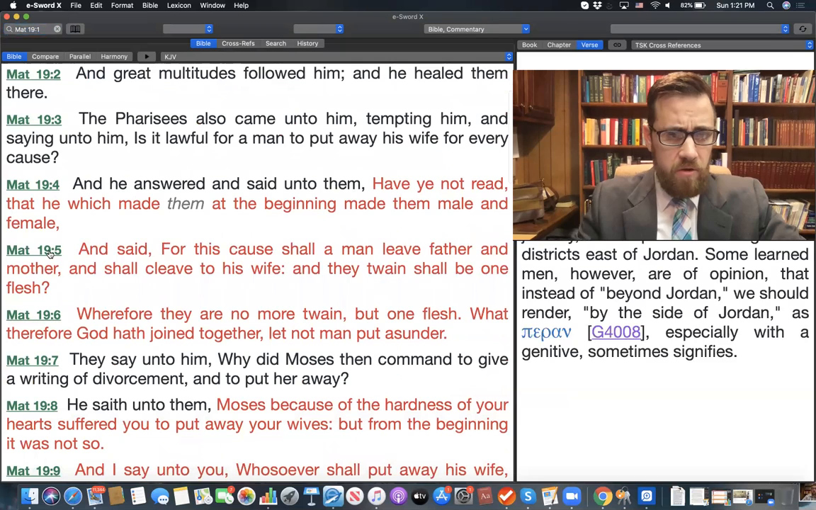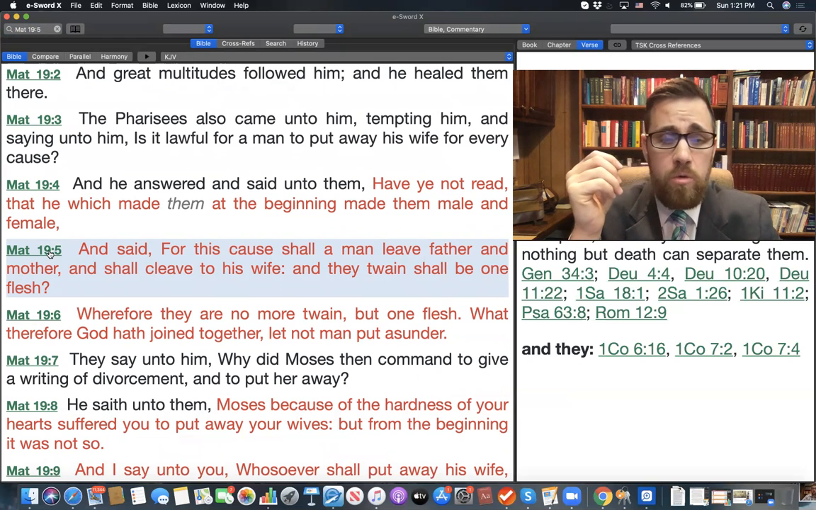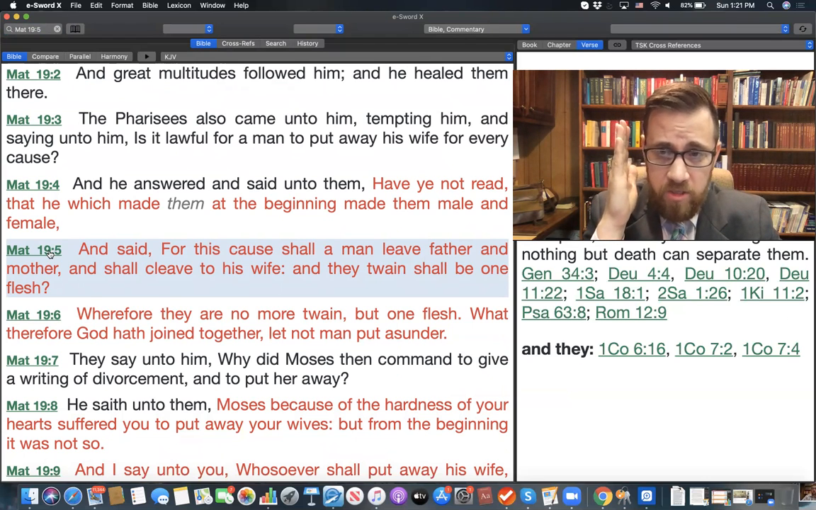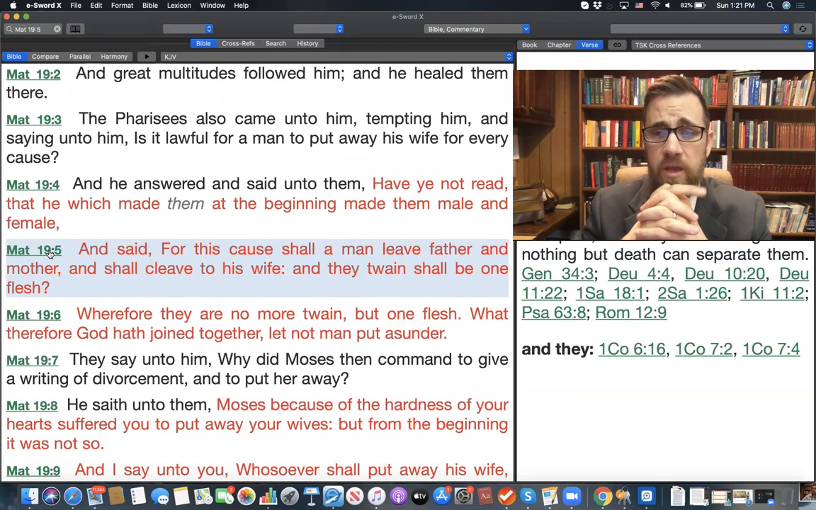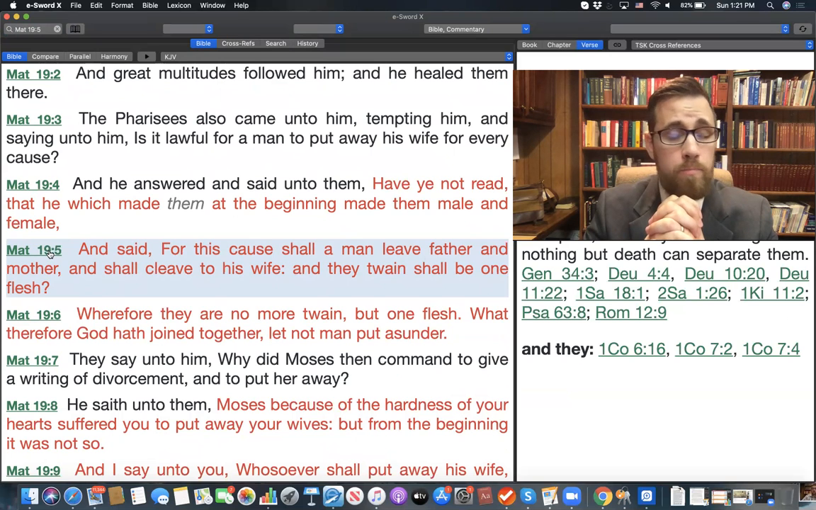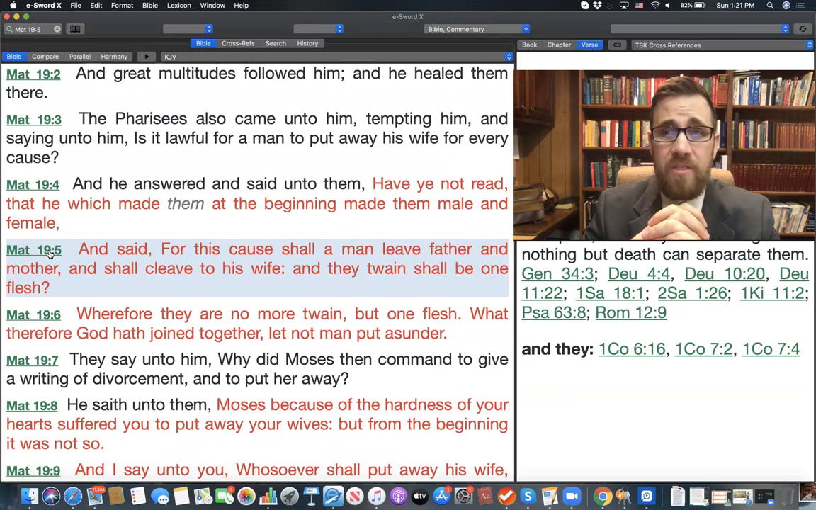He says here, for this cause man shall leave father and mother, Matthew 19:5, and shall cleave to his wife, and they twain shall be one flesh. Wherefore they are no more twain, but one flesh. What God therefore has joined together, let not man put asunder. So when husband and wife are joined together in holy matrimony, they are joined together by God. They're not just joined together by their promises and by their vows, but it is God who puts husband and wife together. Therefore, let not man put that asunder.